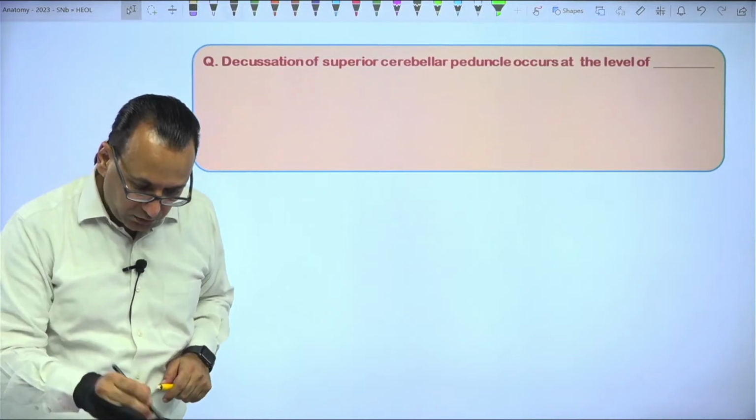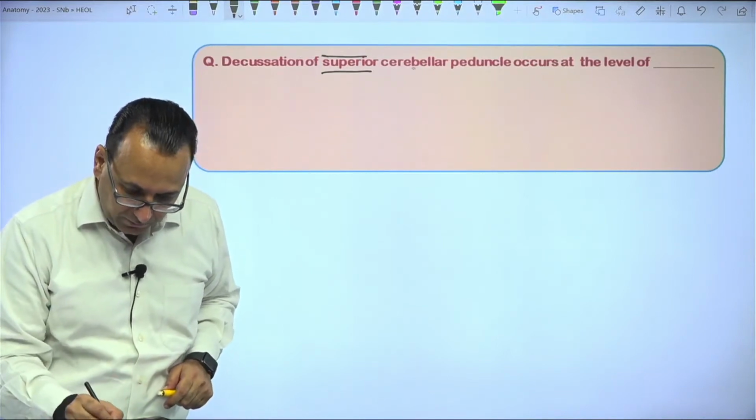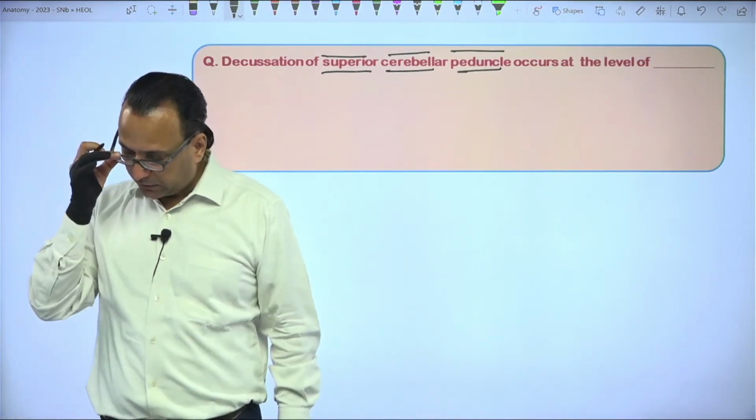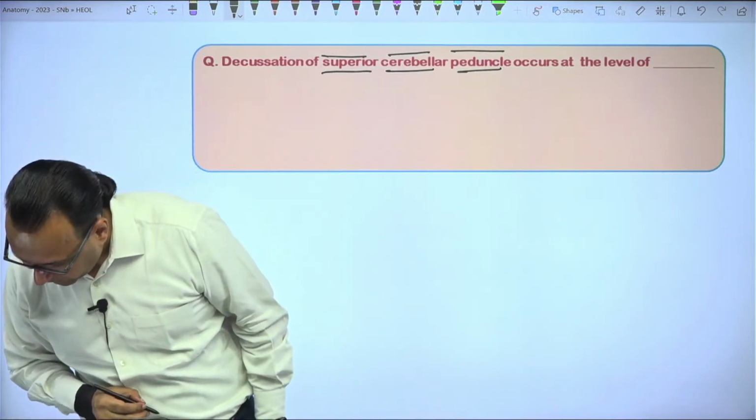Decussation of the superior cerebellar peduncle is at the level of. Where do you find the decussation of the superior cerebellar peduncle?